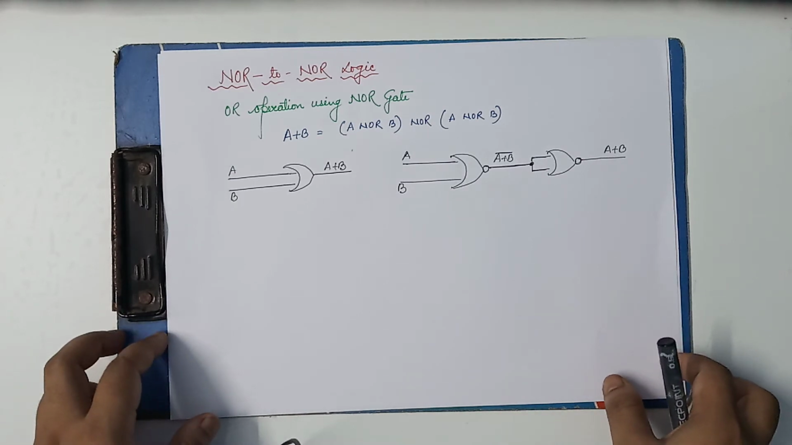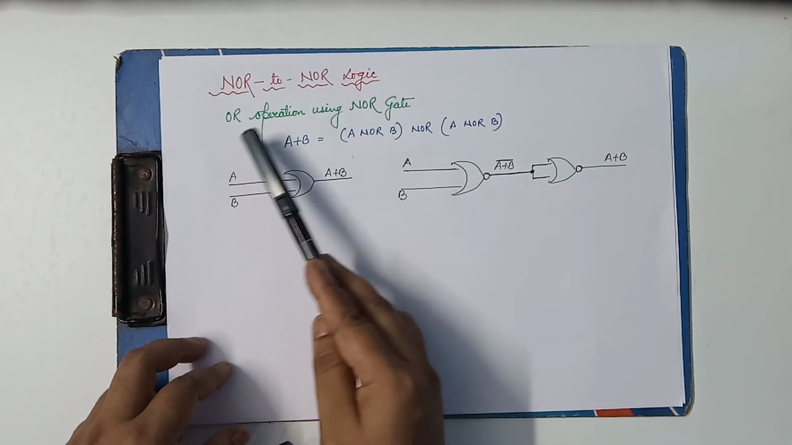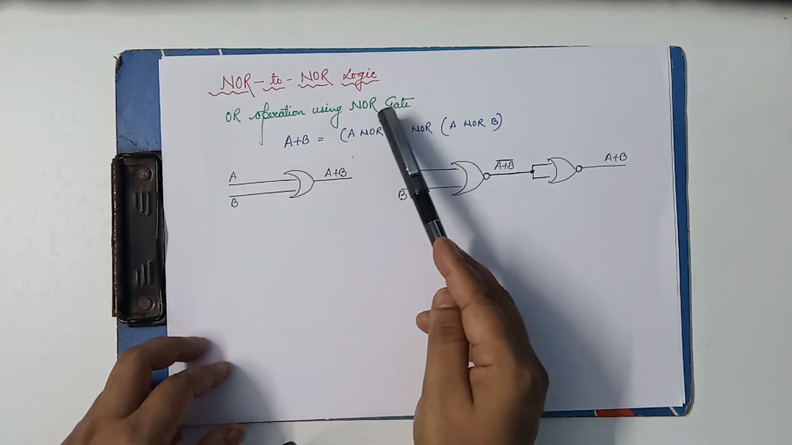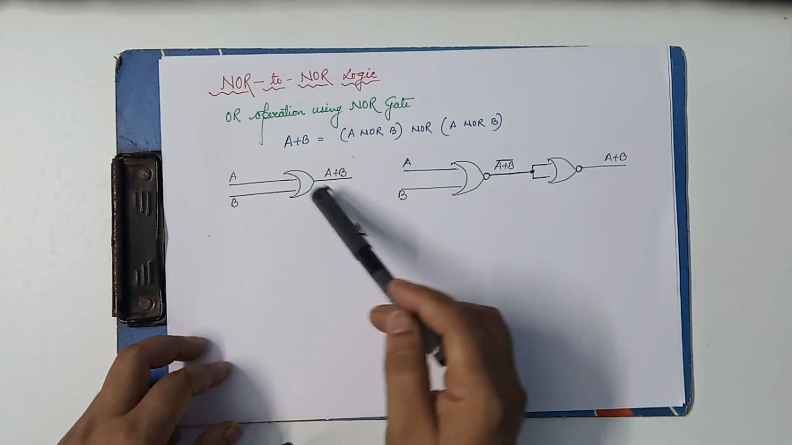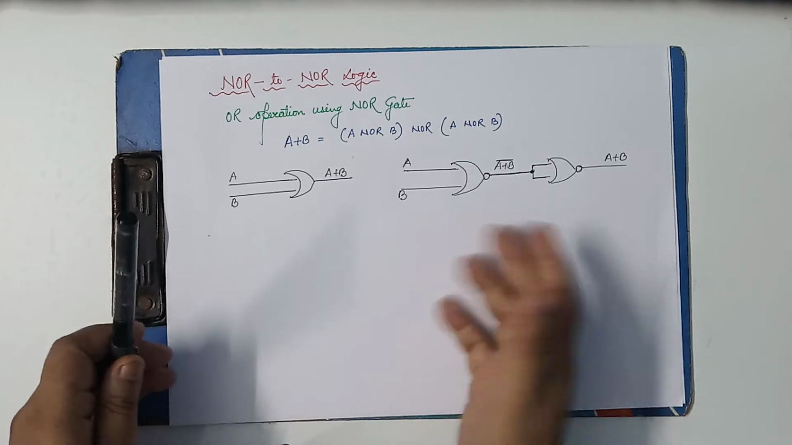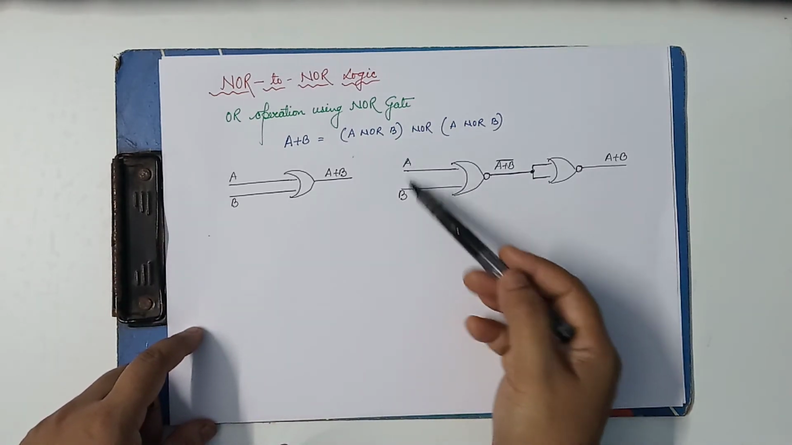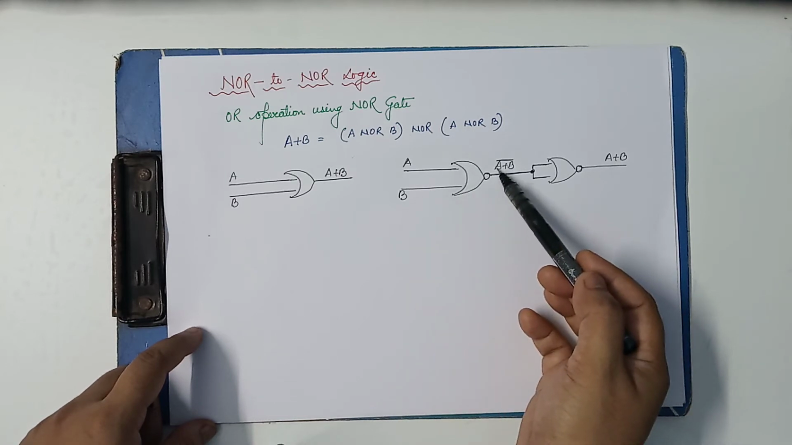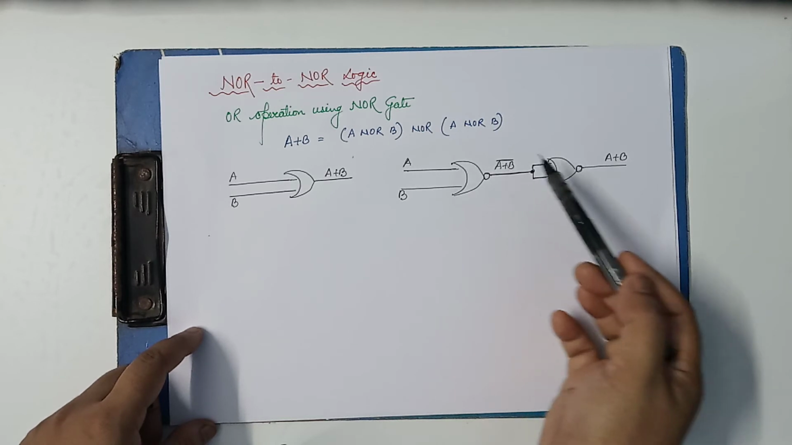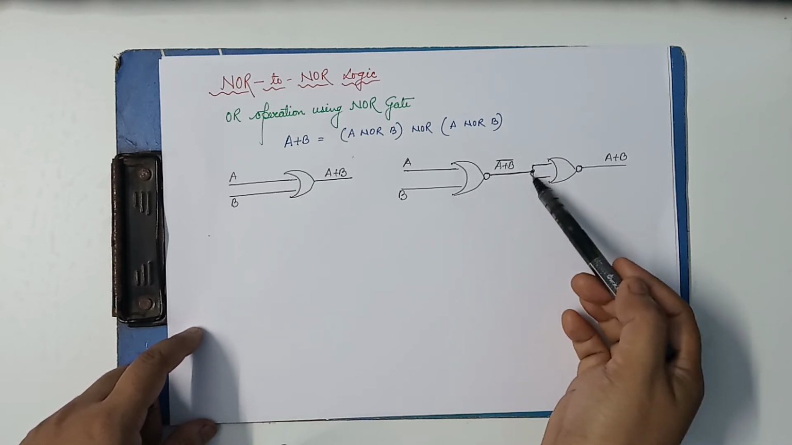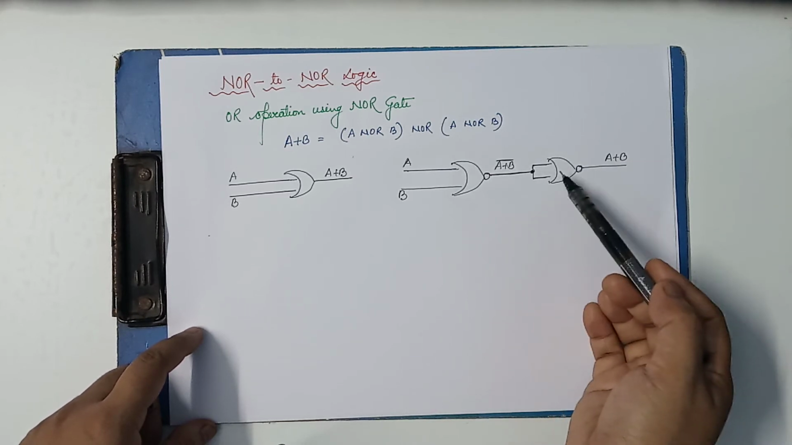Now let us see NOR to NOR logic. In this we are going to learn how the OR gate can be implemented using the NOR gate. Now let's see first the OR gate. Here two inputs are passed, A and B, so the output will be A plus B. Now let's see here, two inputs A, B are passed through the NOR gate. So here the output will, no doubt, be A plus B complement. Now this complement has to be removed, so we have to apply a NOT gate. We have just learned how the NOT gate can be implemented using the NOR gate.